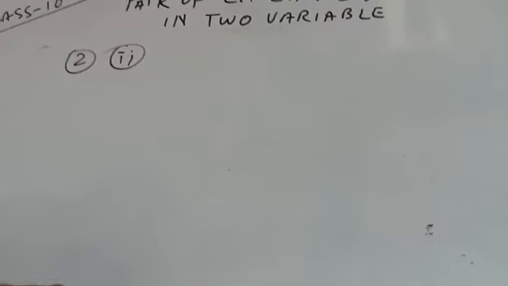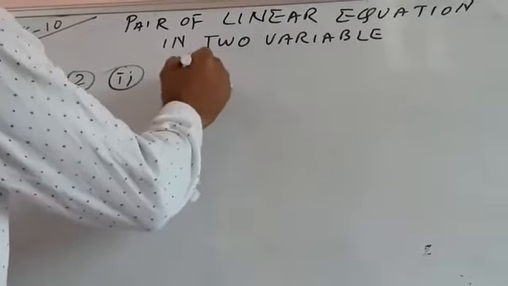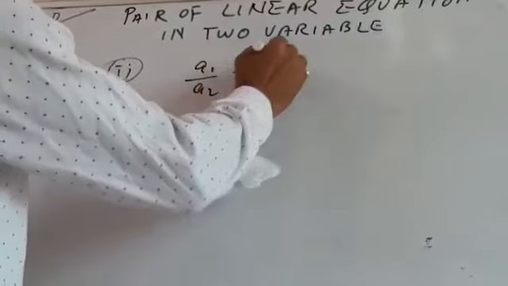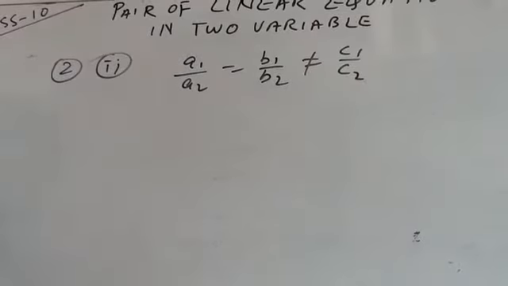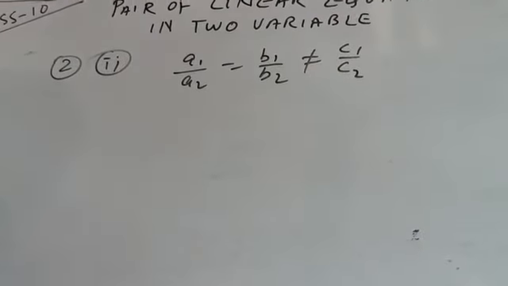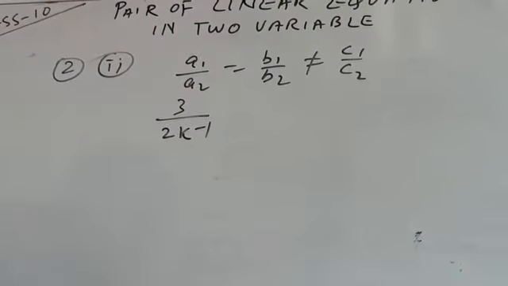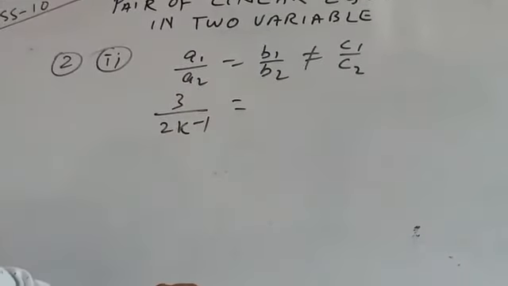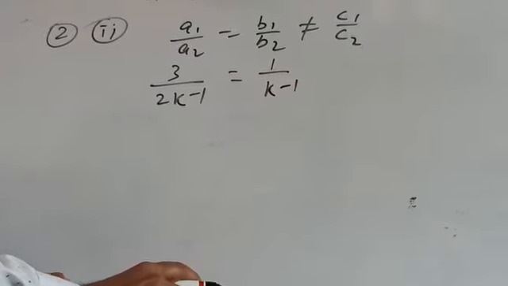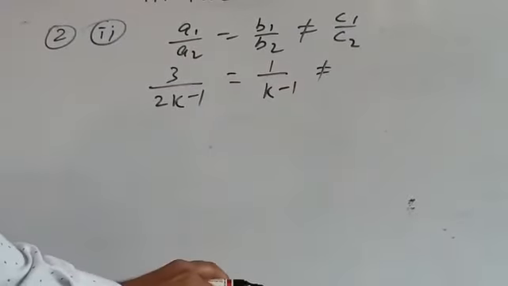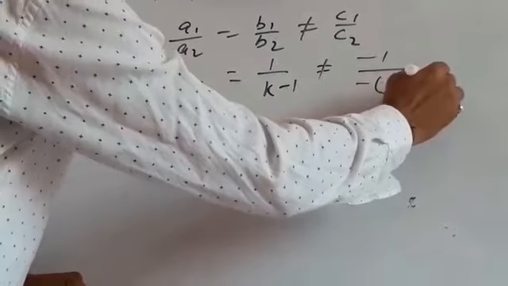For which value of k will the following pair of linear equations have no solution? So the format is, for no solution, what's the condition we have? a1 upon a2 is equal to b1 upon b2, not equal to c1 upon c2. This is for no solution. And what's the a1 here? This is 3. What's the a2? It is 2k minus 1. a1 upon a2. What's the b1 upon b2? This is 1 upon k minus 1. And not equal to, what's the c1? c1 is minus 1. And what's the c2? c2 is minus in bracket 2k plus 1.